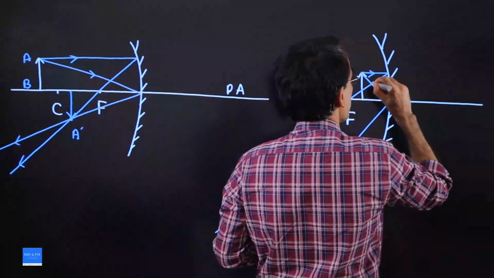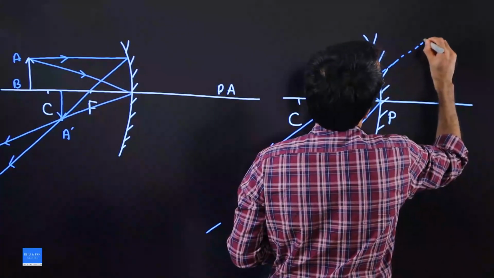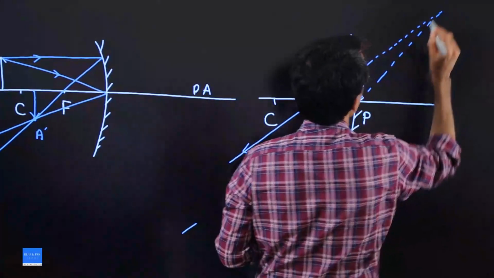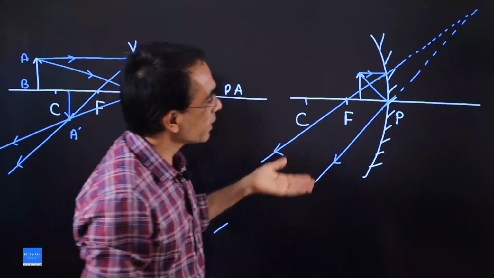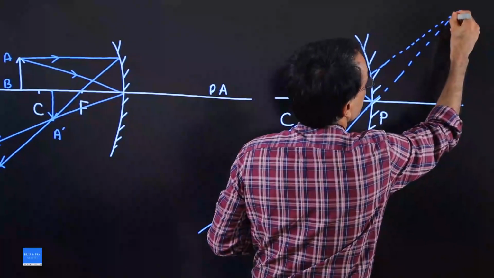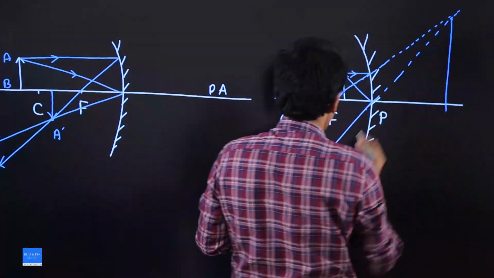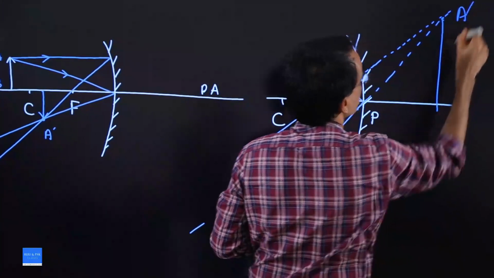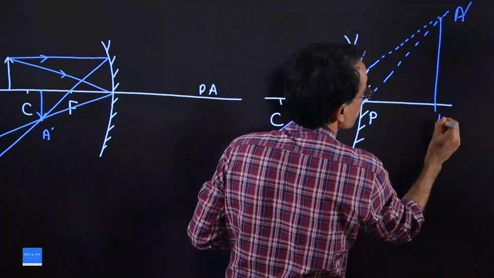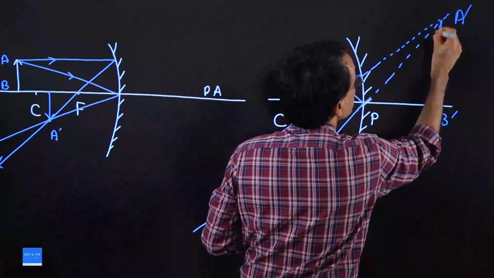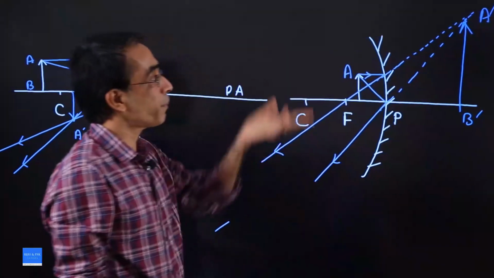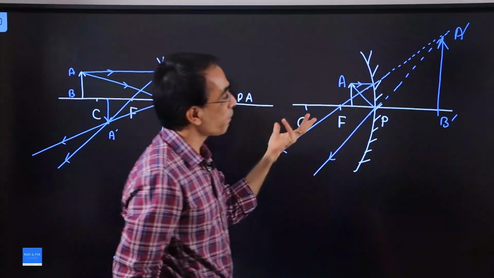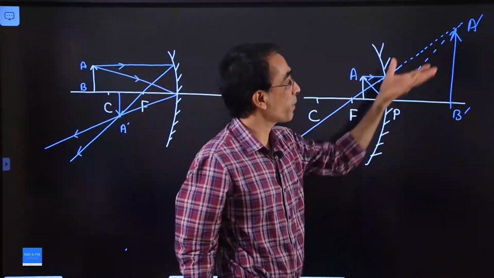Mathematically we will extend this backward, and this will also be extended backward. So when extended, these two rays will meet here. This is where you get the image of point A. Image of point A is here, that is called A dash, and image of B will be here, B dash. So we can see the image is upright, the object is also upright, both are upright. This is a magnified image.